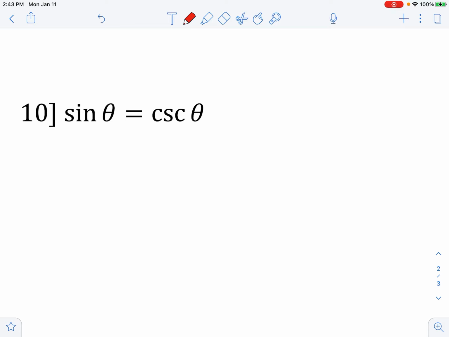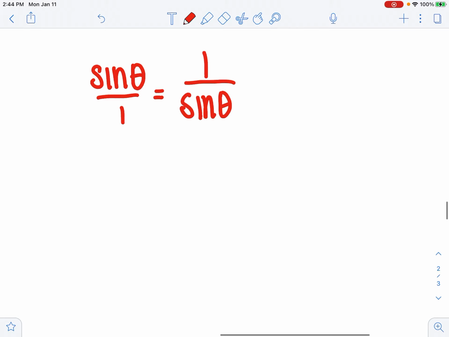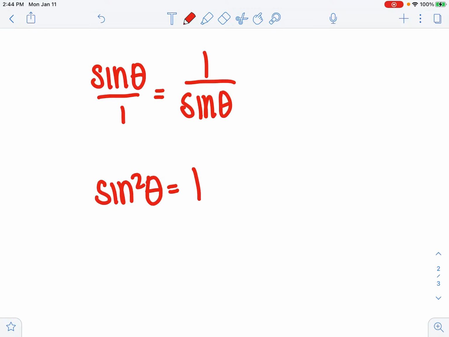This one here, if I try to get everything on one side, it's not factorable, so I say, okay, let me first try to replace. I can replace cosecant. So now I have sine of theta over 1 equals 1 over sine of theta. It's a proportion that I can cross multiply. Sine times sine is sine squared. 1 times 1 is 1.